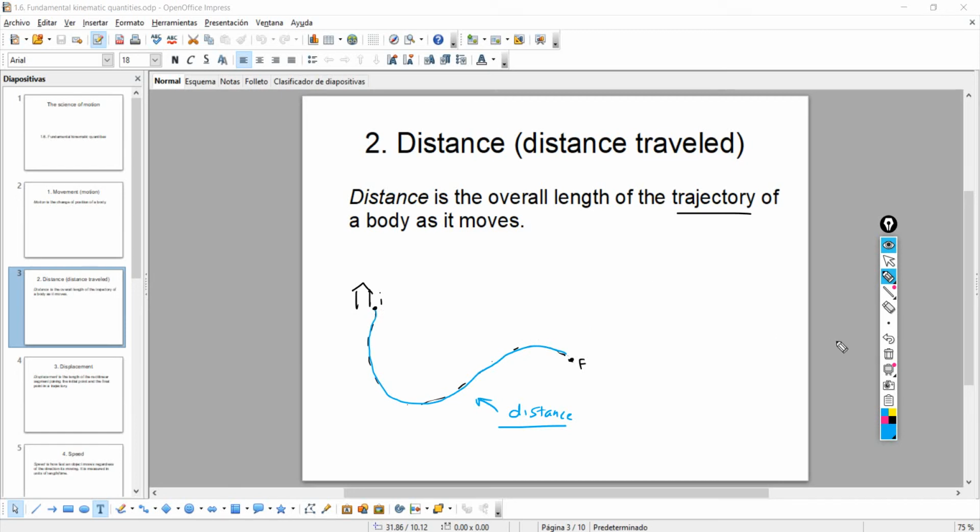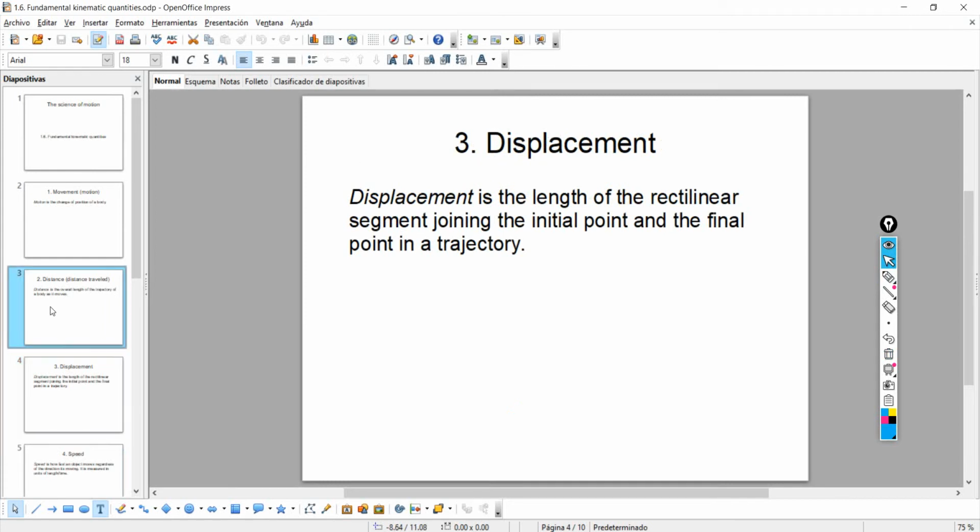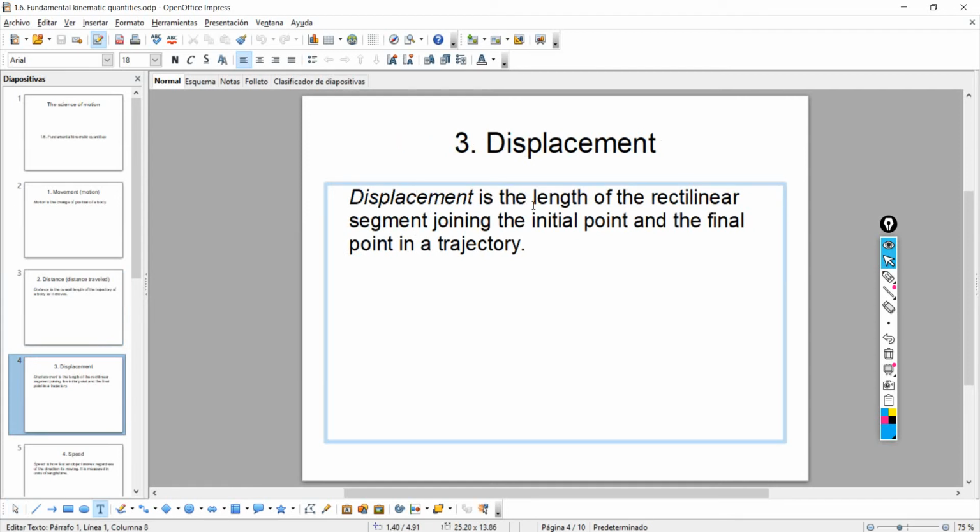Next concept, the concept of displacement. Many people think that distance and displacement are the same thing. They're not. What is displacement? It is a little more complex than distance. Displacement is the length of the rectilinear segment joining the initial point and the final point in a trajectory. So let me go back to that example that I just showed you, the one about the dog. You have your home, there is your dog, and your dog is gonna take a walk from this initial point to this final point.